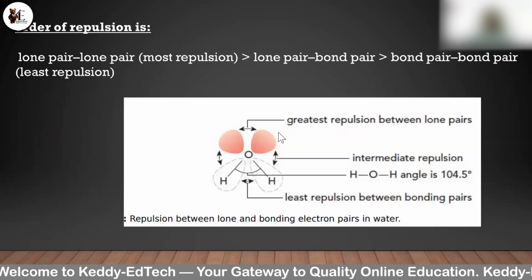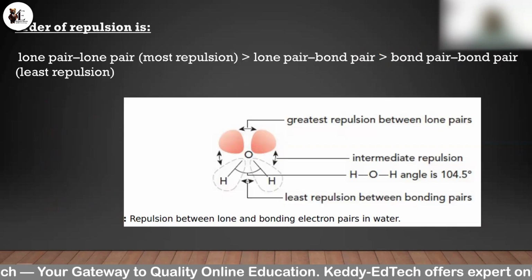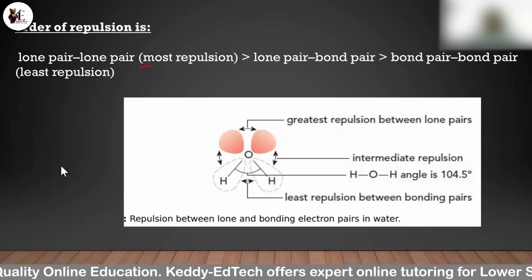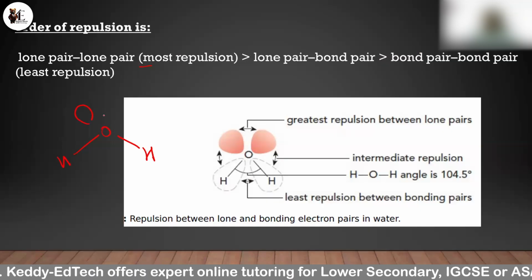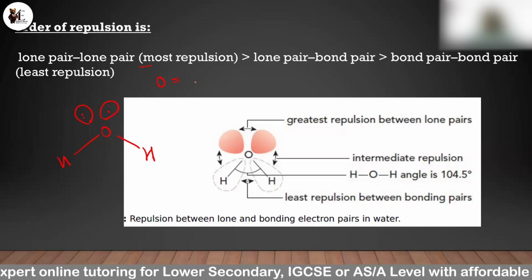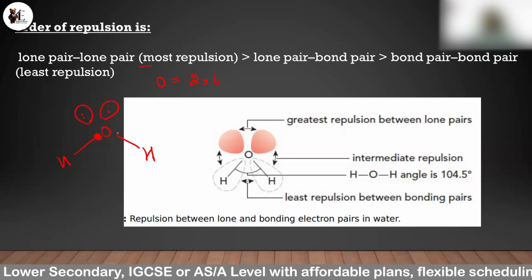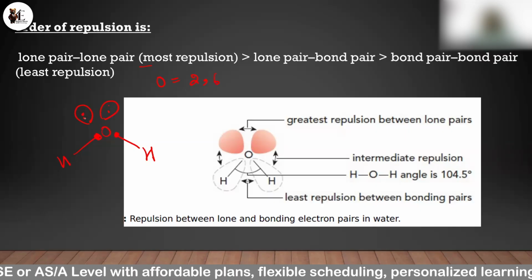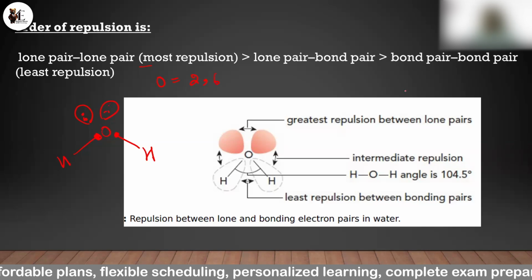You can see this diagram here. This is a diagram for water, H2O. This is the order of repulsion: lone pair-lone pair repulsion is greater than lone pair-bond pair. So H2O is like this. Oxygen has two lone pairs. Why? Because oxygen's atomic electronic configuration is 2, 6. One electron is shared with this hydrogen, one electron is shared with the other hydrogen too, and we have 3, 4 as a lone pair, and 5, 6 as a lone pair. So we have two lone pairs of electrons on the oxygen.